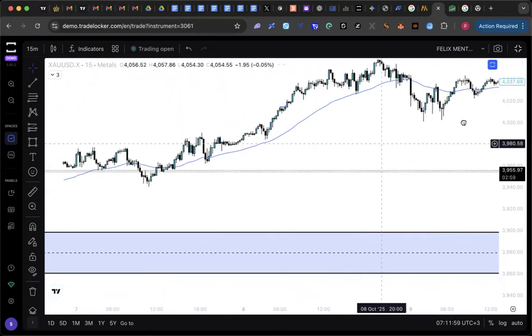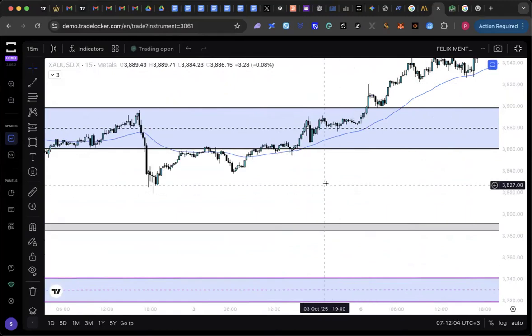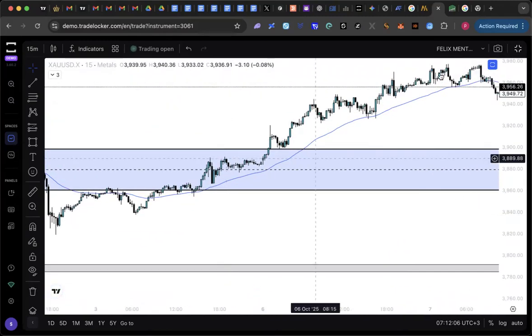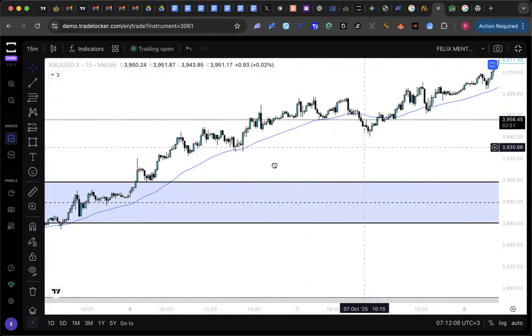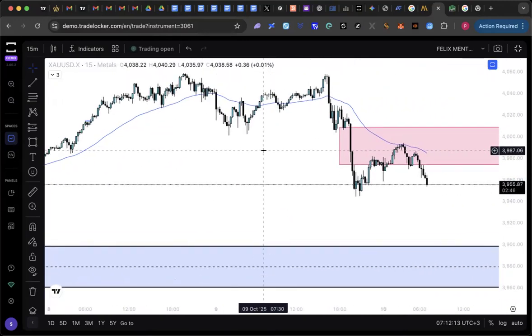What do you want to be looking for? You want to be looking for a buying opportunity. Now, if you're trading on 5 minutes, 15 minutes, 10 minutes, 3 minutes, 1 minute, there's going to be a need for you to add the 200 moving average to it, right? So that you can identify.